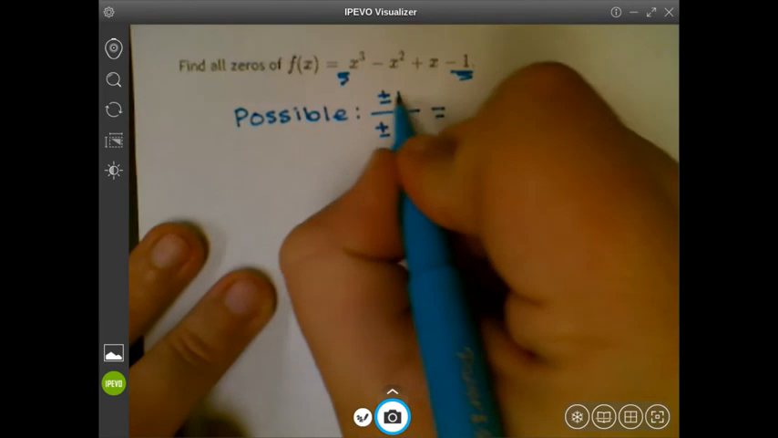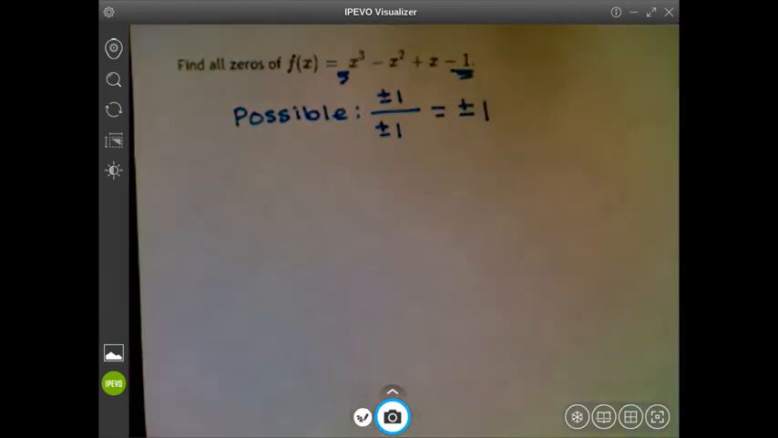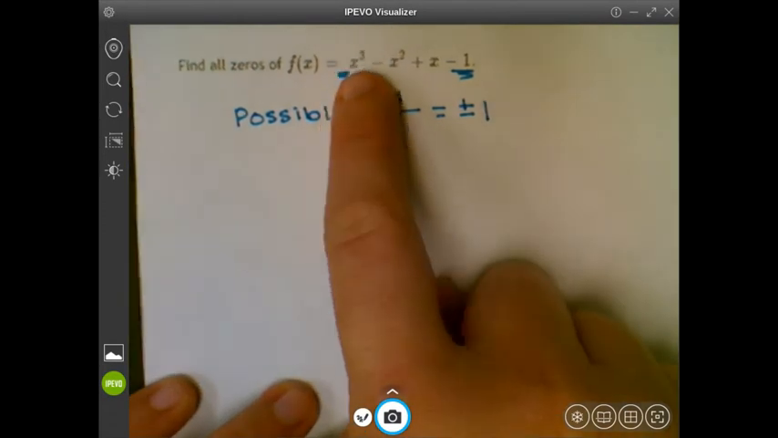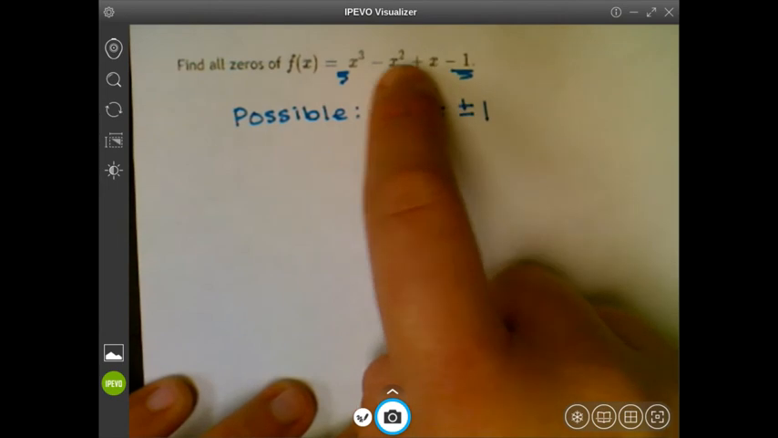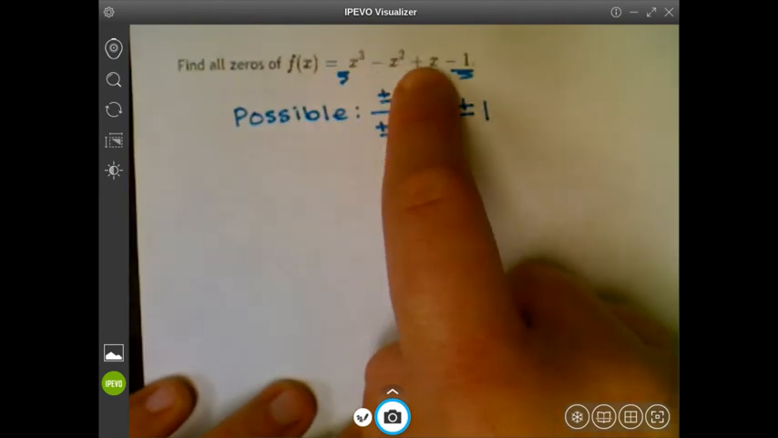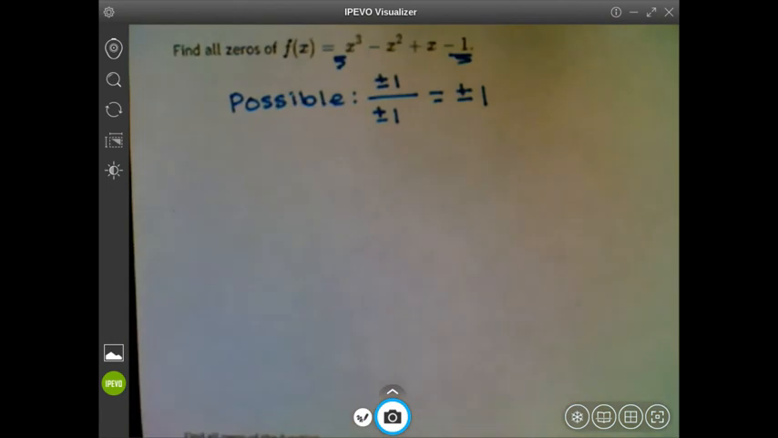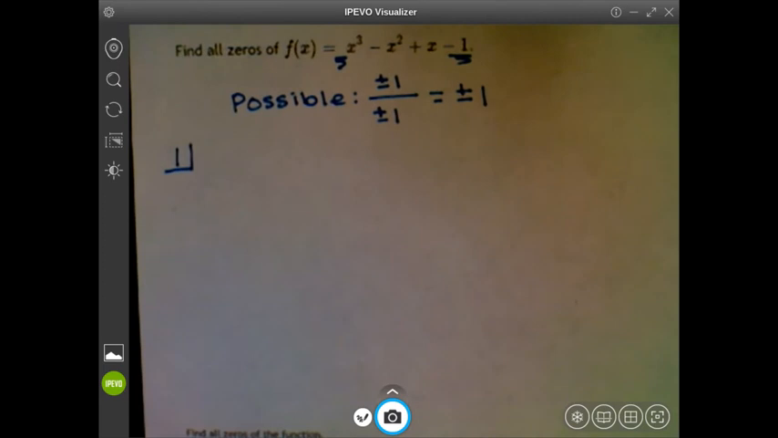And if you do the division, you only have two options. It's either 1 or negative 1. And so if you grab your calculator, or you could do this in your head, right? One of the two would work. I'm going to try 1, and I'm going to see what happens. 1 cubed is 1. 1 squared is 1. That's also 1. So it's 1 minus 1 plus 1 minus 1. So it's 0 and 0. So that is 0. So we know that there is a 0 at 1.